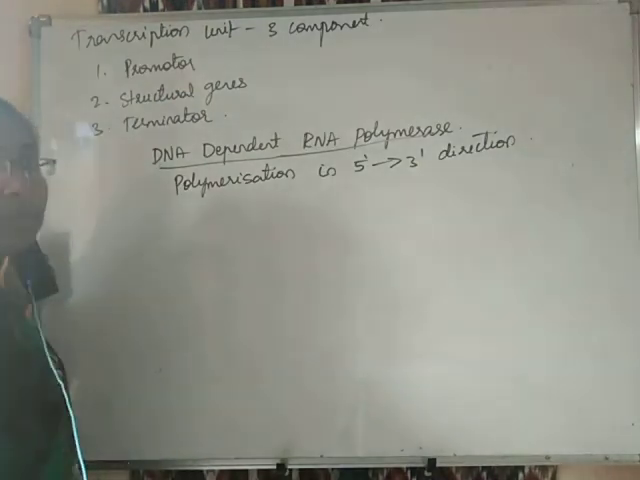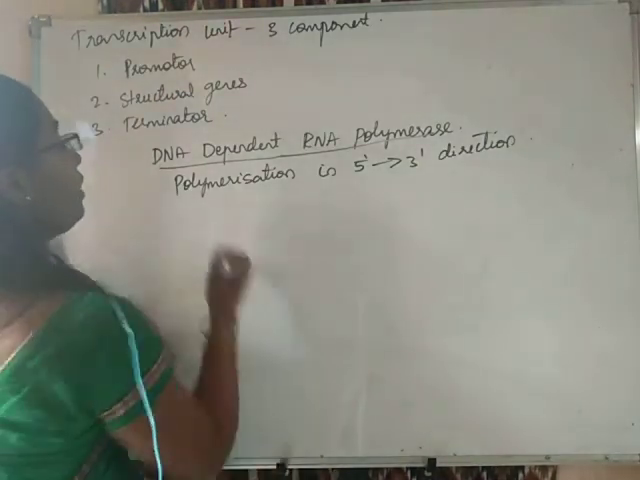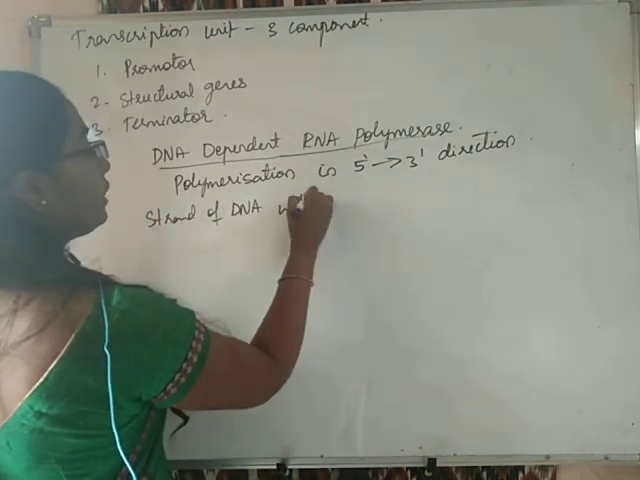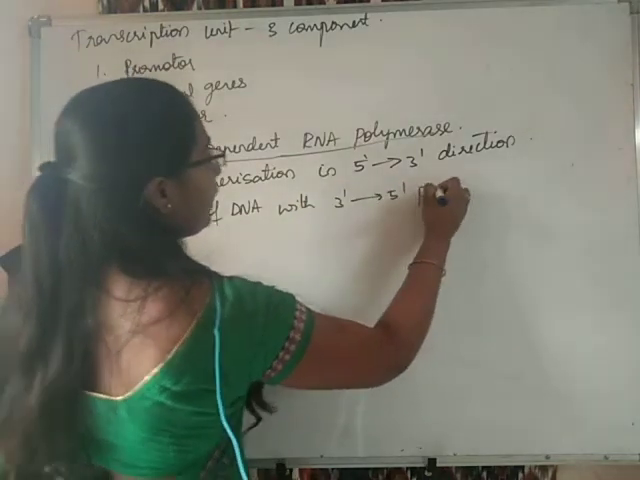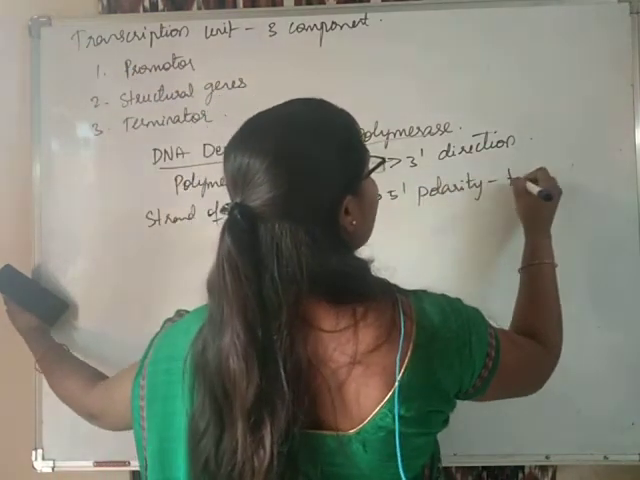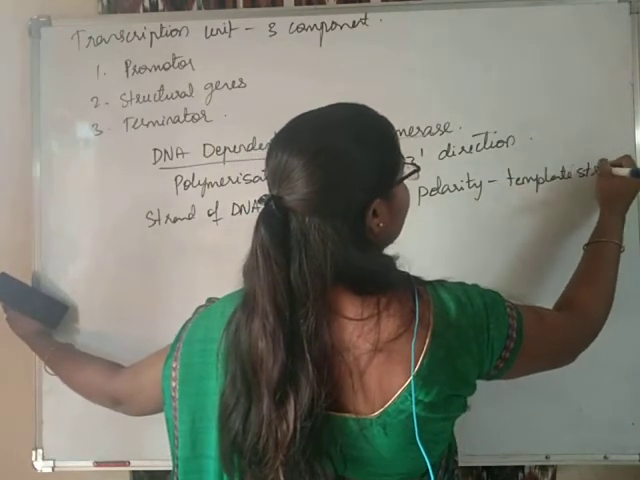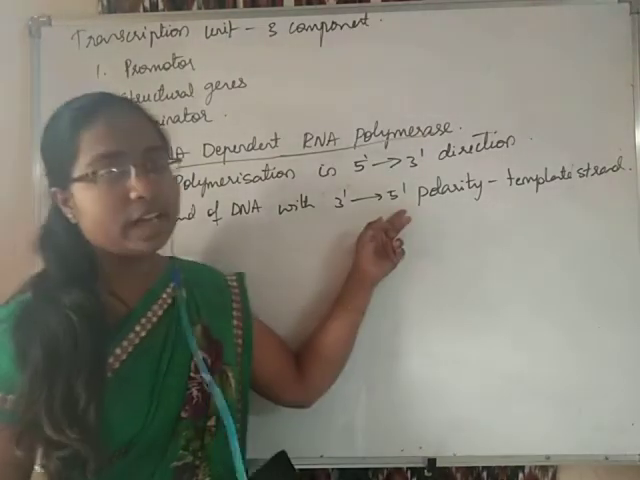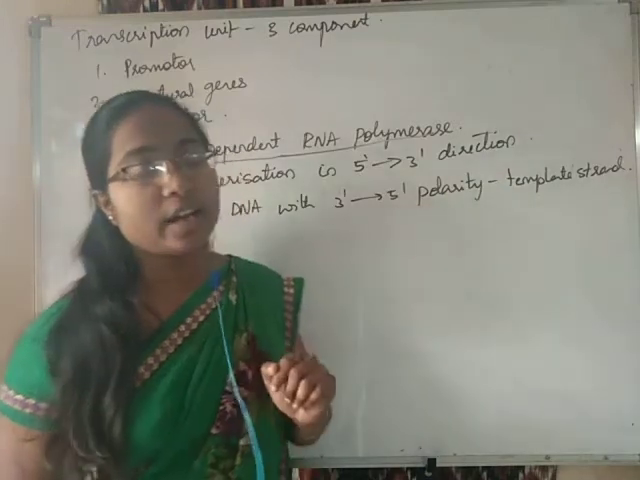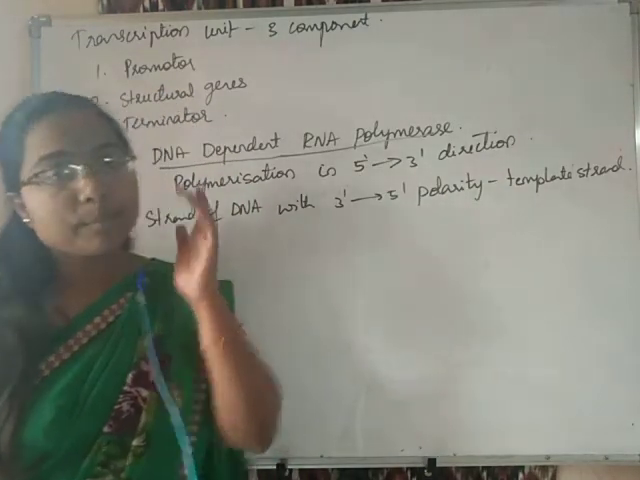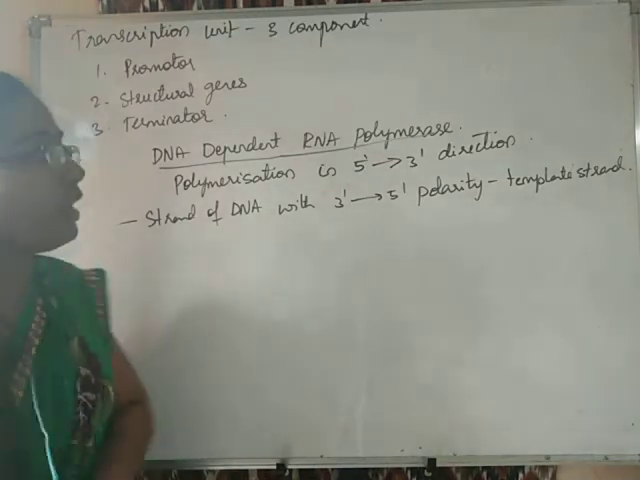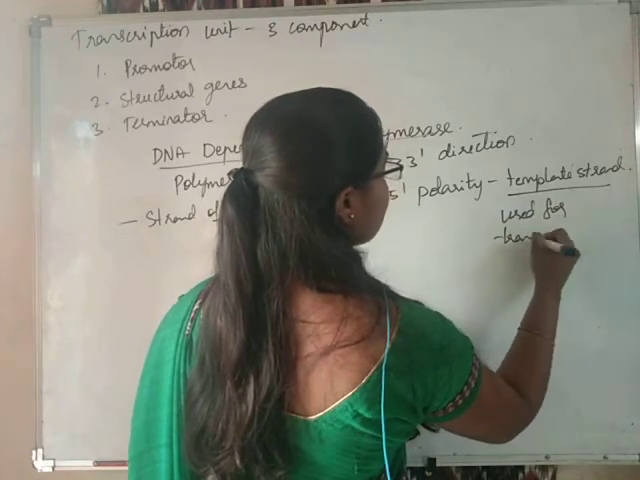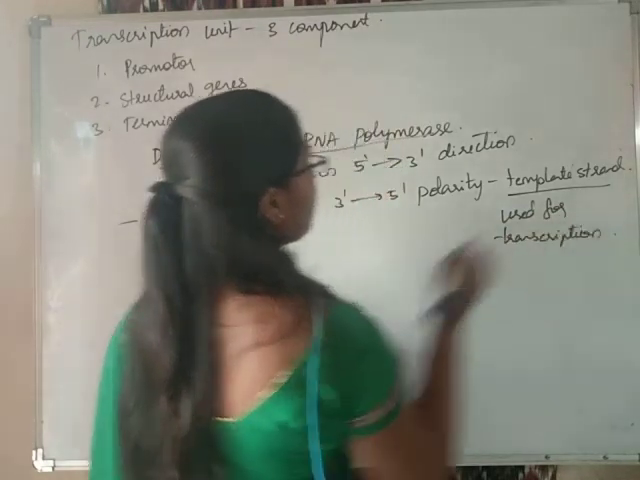Because it is performing polymerization in 5 to 3 direction, the strand of DNA with 3 to 5 polarity will act as a template strand. The strand of DNA with 3 to 5 polarity will act as a template strand. That means this is the strand which is used for transcription.